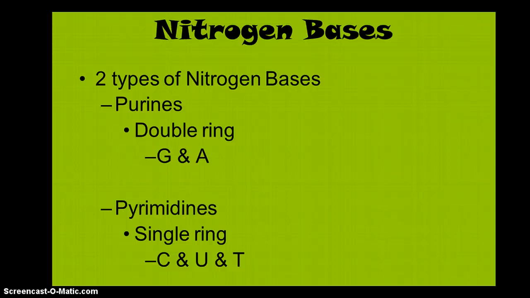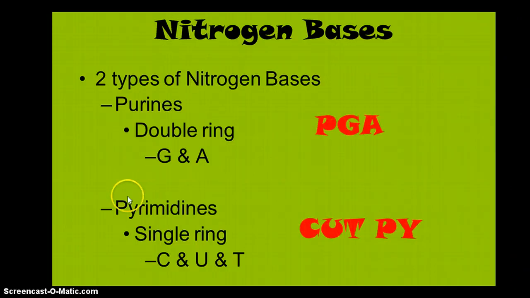Here are the nitrogen bases. There are 2 types of nitrogen bases. We have the purines, which have double rings, and we have the pyrimidines, which have single rings. The DNA bases that we're talking about today are guanine and adenine, that are the purines or double ring, and then there are the pyrimidines, which are cytosine and thymine. Uracil, you should know, is found in RNA, not DNA, but it is actually a pyrimidine.